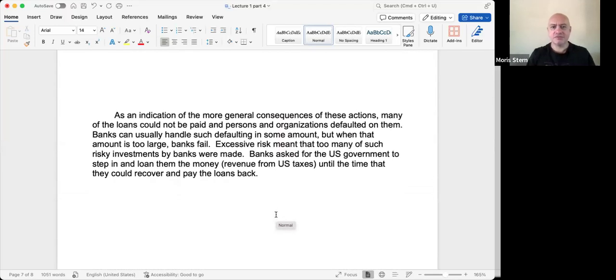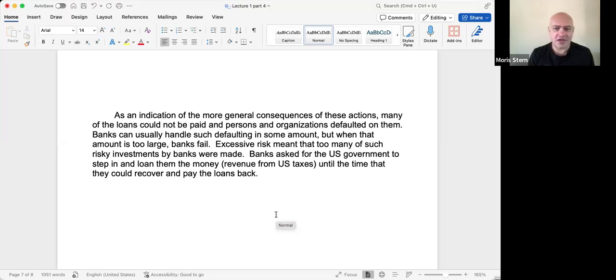As an indication of the more general consequences of these actions, many of the loans could not be paid, and persons and organizations defaulted on them. Banks can usually handle such defaulting in some amount, but when that amount is too large, banks fail. Excessive risk meant that too many of such risky investments by banks were made.